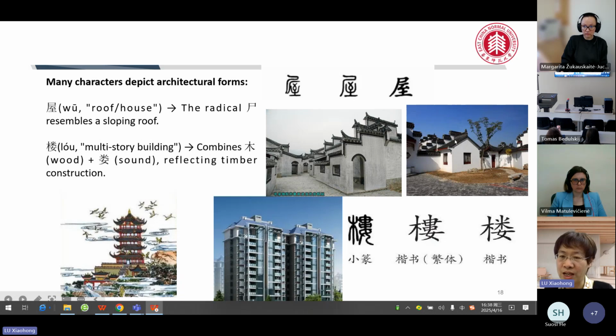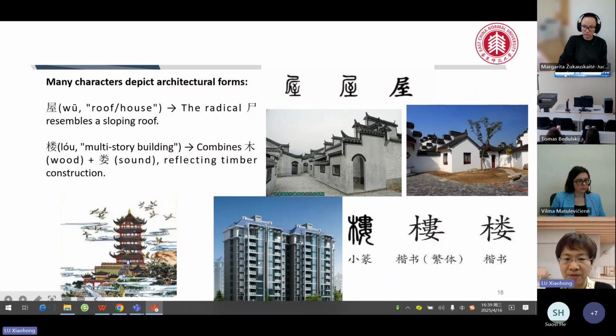So when you visit China, you can find a lot of such sloping roof buildings. And then 楼 indicates a multi-story building. We have mentioned the left part, 木, indicates the material of this construction, of this architecture. Here, 木 indicates timber construction. And layers means not only one layer, but several layers. So here, 屋 can be one layer, but for 楼, several layers or several stories.